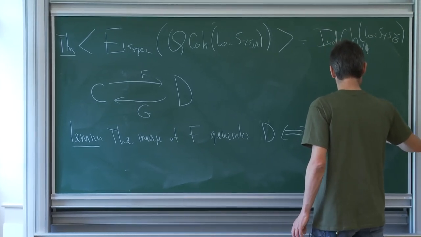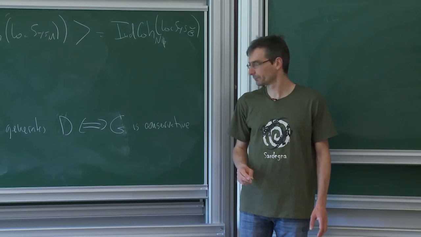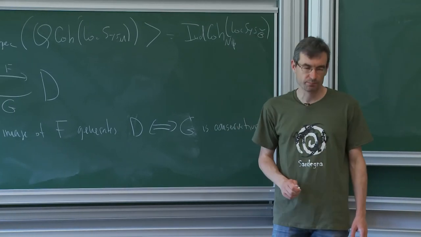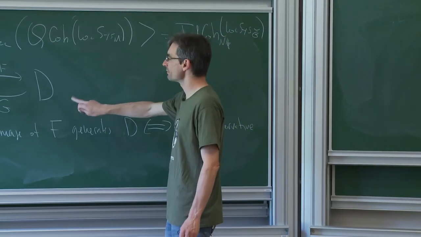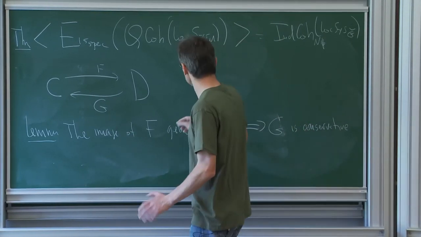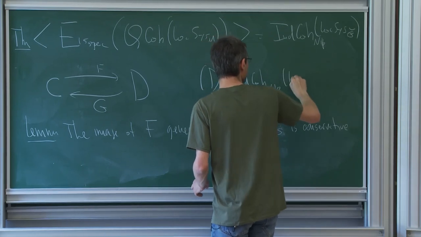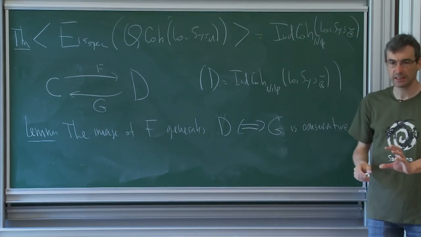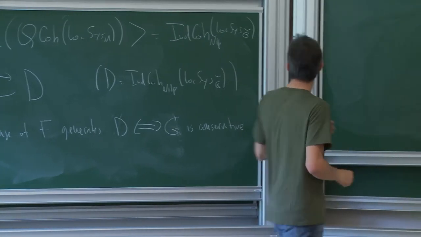Conservative in the world of DG categories means it just doesn't send anything to zero, except zero. But you can imagine that to prove something, this conservativity would not be enough. So what we want to do is turn this kind of statement into the statement that some functor G is actually fully faithful. So D will be this, IndCoh. We want to map this category fully faithfully into something that has to do with quasi-coherent sheaves. And this is where we are going.